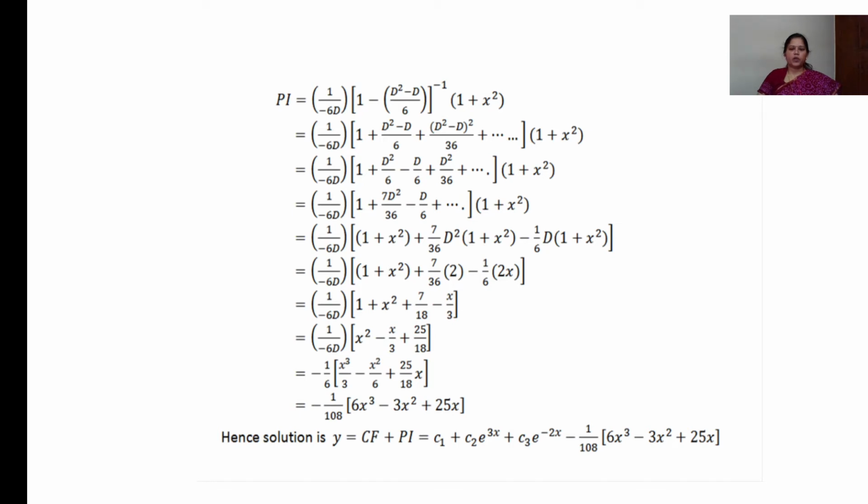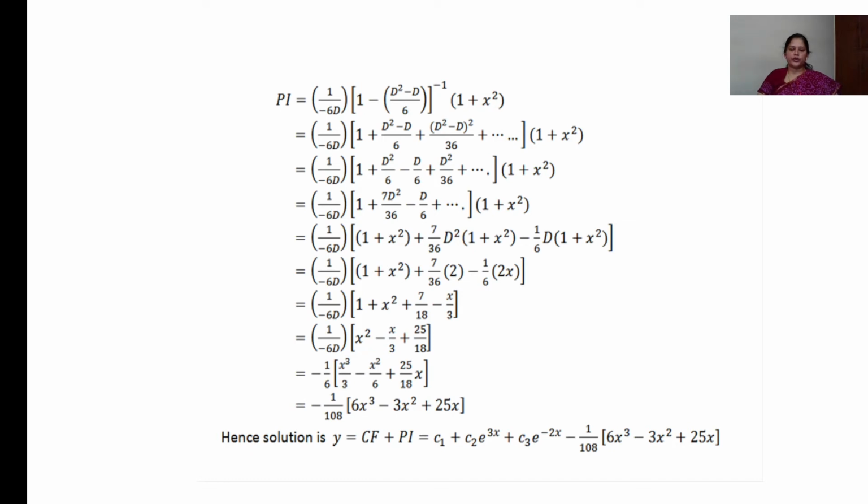So into 1 plus x square. The remaining terms all become 0. So that's why we are simplifying this value again. We'll get 1 plus 7D square by 36 minus D by 6 plus etc., into 1 plus x square. Now with that, 1 plus x square is multiplying inside, so we'll get 1 plus x square plus 7 by 36 into D square of 1 plus x square minus 1 by 6 into D of 1 plus x square.